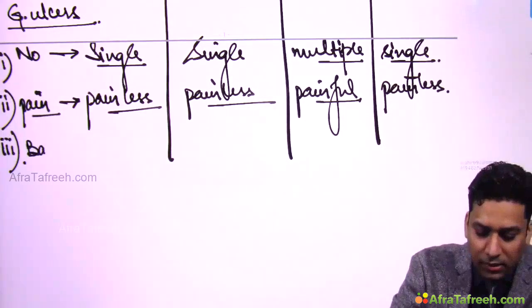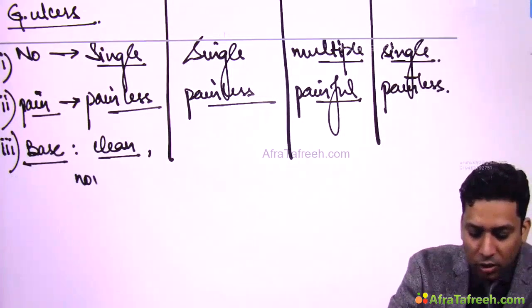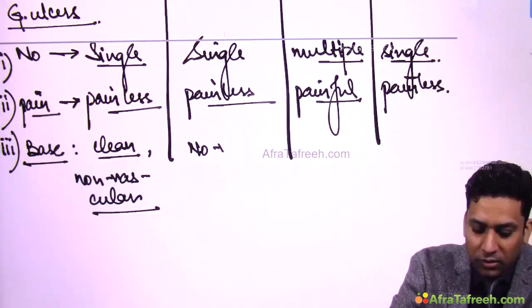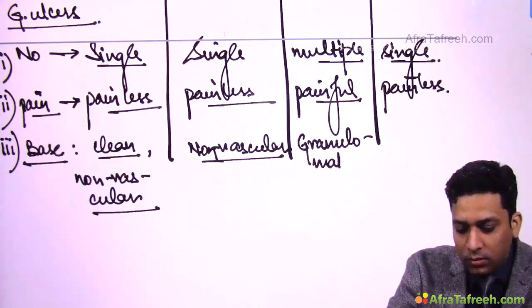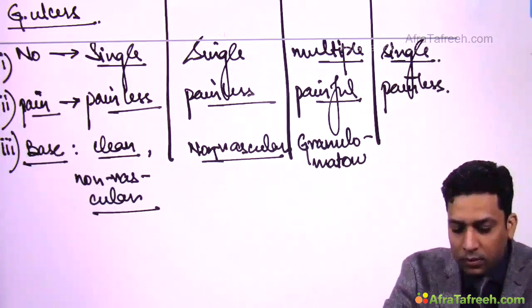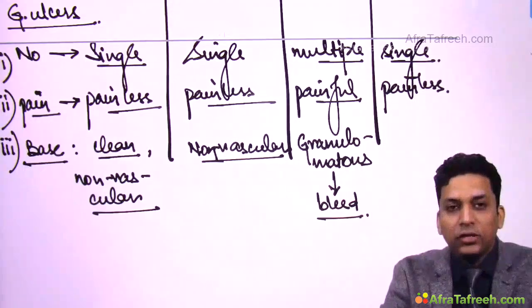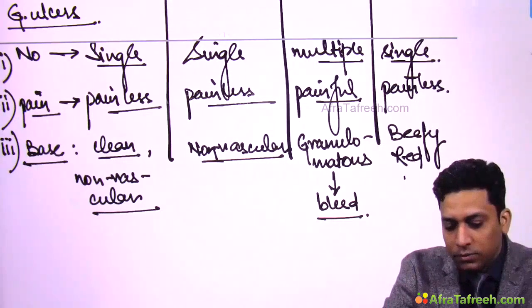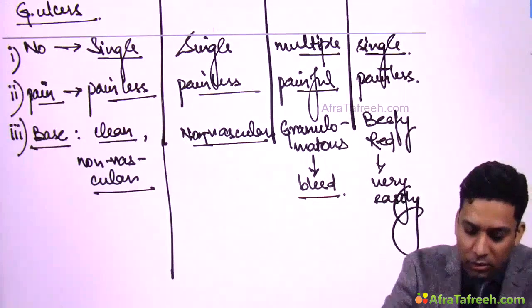If you examine the base, you will find it is a clean or clear base, which is non-vascular. Similarly here, the base is non-vascular, while here the base is granulomatous, which may bleed on touch. But remember, the base of the donovanosis ulcer is very characteristic. It is beefy red, which bleeds very easily on touch.